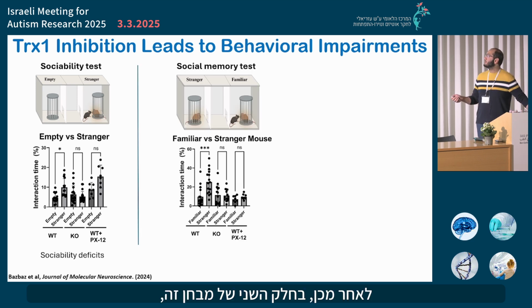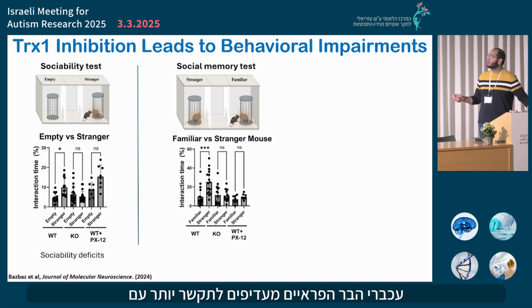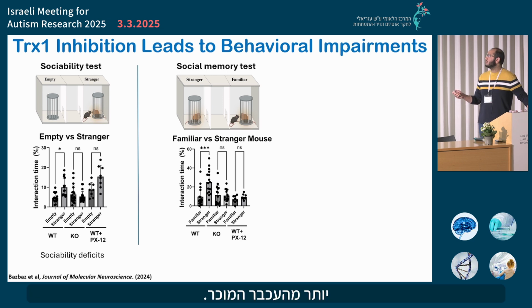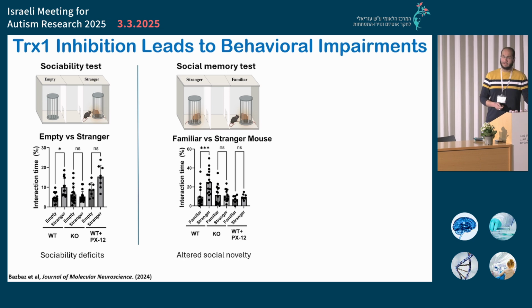Afterwards, in the second part of this test, which is the social memory test, the wild-type mice prefer to interact more with a novel mouse, the new mouse that they never saw, more than the familiar mouse. However, the knockout mouse model of autism has no preference for the stranger or the familiar mouse. And that's what we also see in the wild-type mice treated with PX12, the TRX1 inhibitor, indicating that TRX1 inhibition leads to altered social novelty.